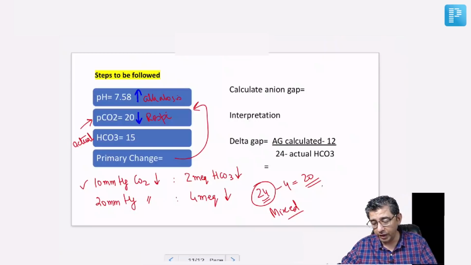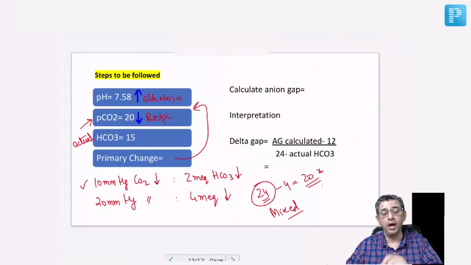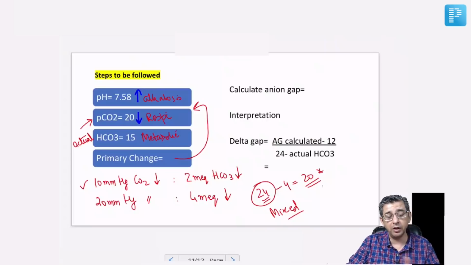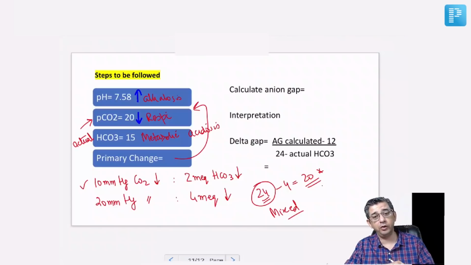So if the actual bicarb value in this MCQ was 20, I would have said the person is having a compensation. But because this rule is not being satisfied, this means that this person is having a mixed disorder. And what is the mixed disorder in this patient? Well, it will be metabolic acidosis. Why am I calling it metabolic acidosis? Because the bicarbonate values are substantially low, and there is a clinical hint for metabolic acidosis also, because the patient is having congestive cardiac failure.